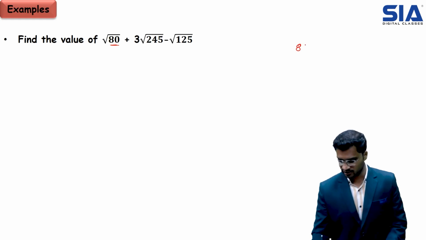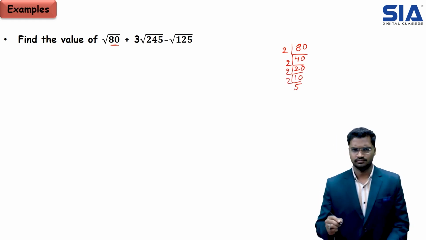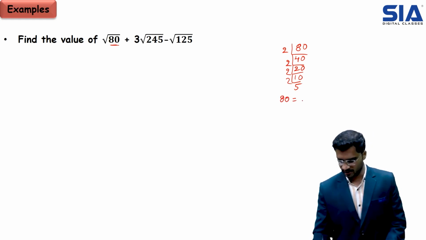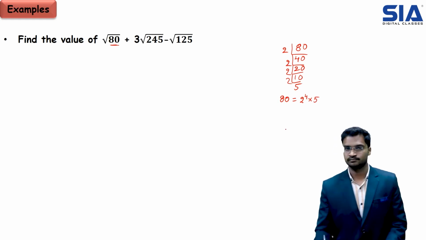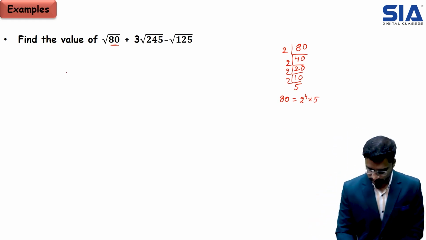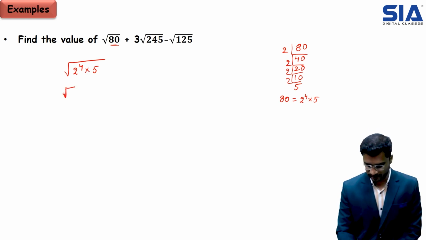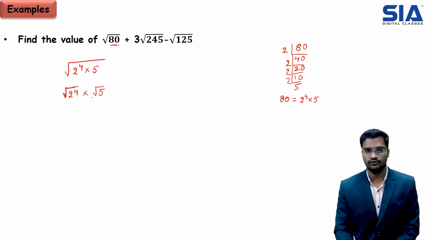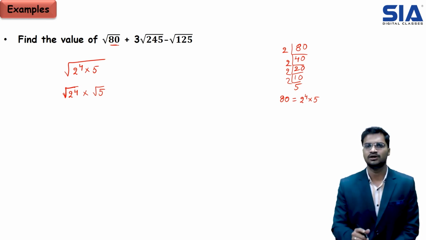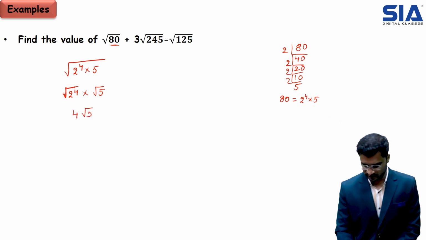The prime factors of 80: 2 fours are 8, 2 twos are 4, 2 fives are 10. So 80 can be written as 2 to the power of 4 multiplied by 5. Can I separate them? I can separate them like this because our law says that. So root of 2 to the power of 4 into under root of 5. 2 to the power of 4 is 16, and root 16 is 4. So our first value is 4 root 5.